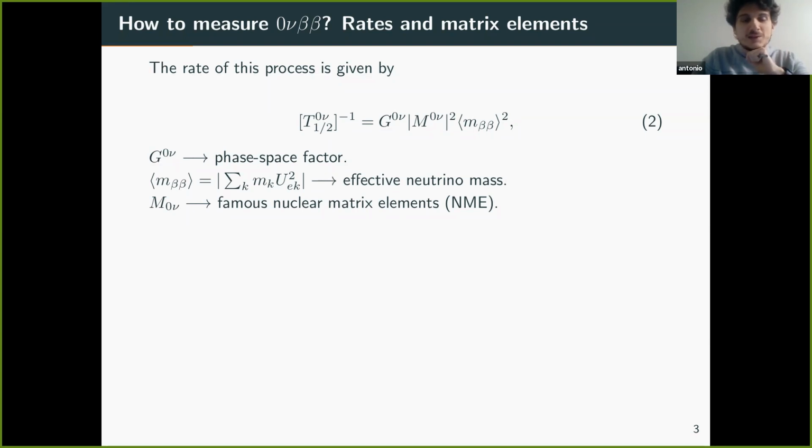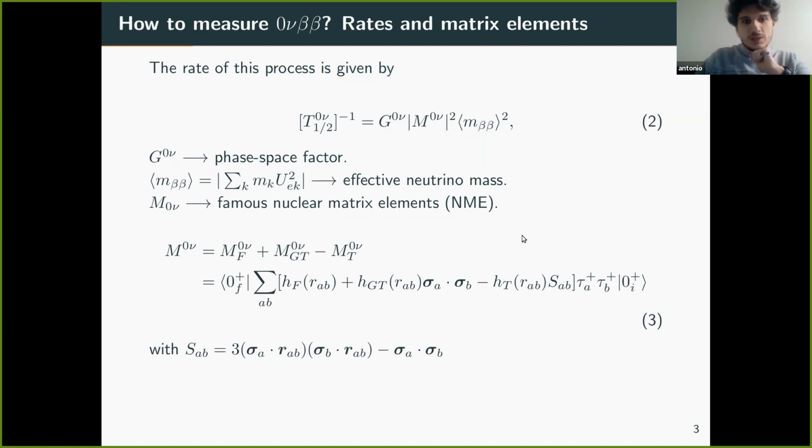And then finally, we have the very famous, but also infamous, nuclear matrix elements, which have this expression here. It can be disentangled into Fermi, Gamow-Teller, and tensor matrix elements, which are the largest contributions that go into the total nuclear matrix element. And it can be written using this expression here, depending on the operators that are applied to the initial state, to the ground state of the initial nucleus before decaying.